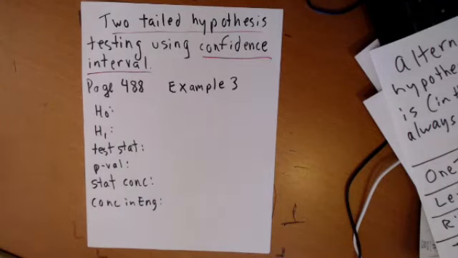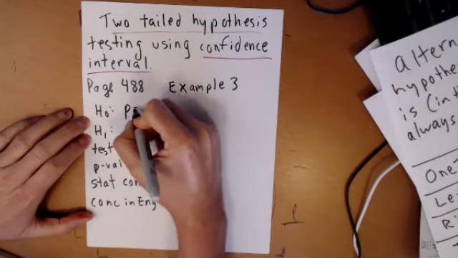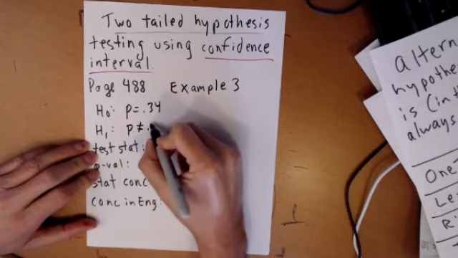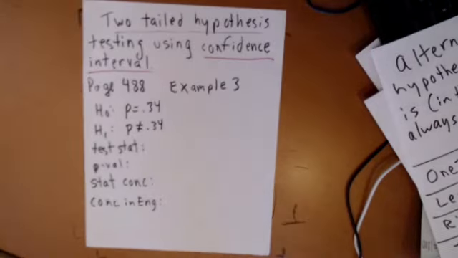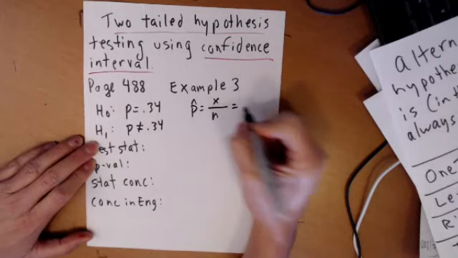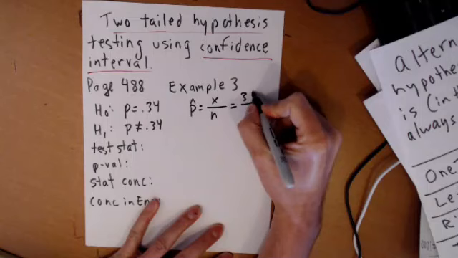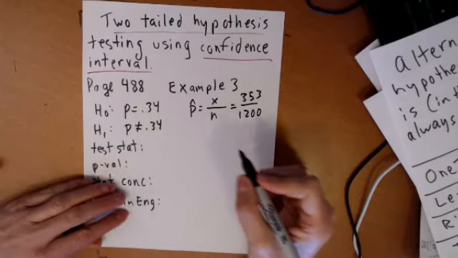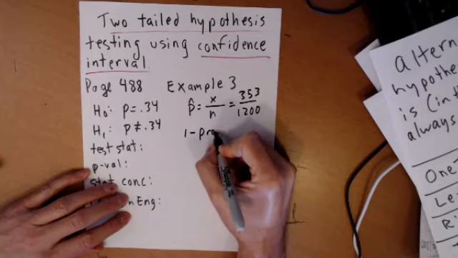So they gave us the null and alternative, but if you reread the problem, it says 34% of teenagers text while driving. Has it changed? So P is equal to 0.34, and it's not saying is it more or less. We're saying has it changed? Is it different? So the alternative would just be that P is different than 0.34. Because of that symbol, it's a two-tailed test. And our P hat, what did we actually get when we took a survey? 353 out of 1,200.